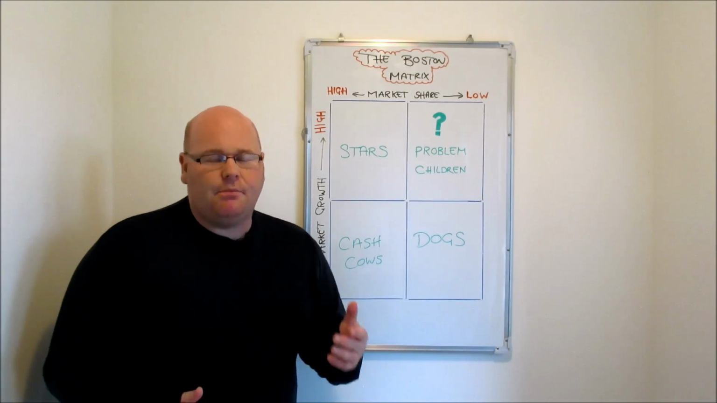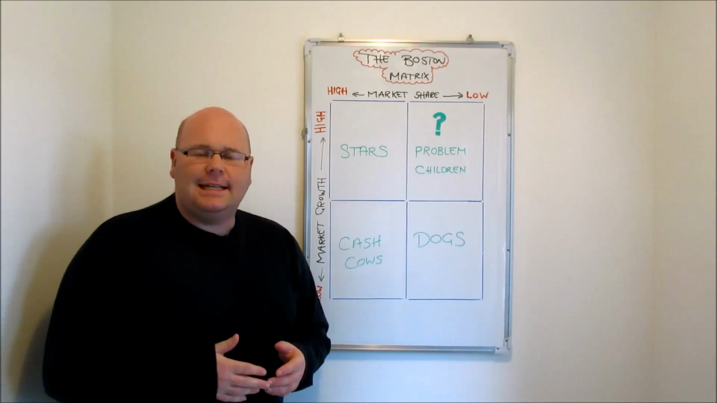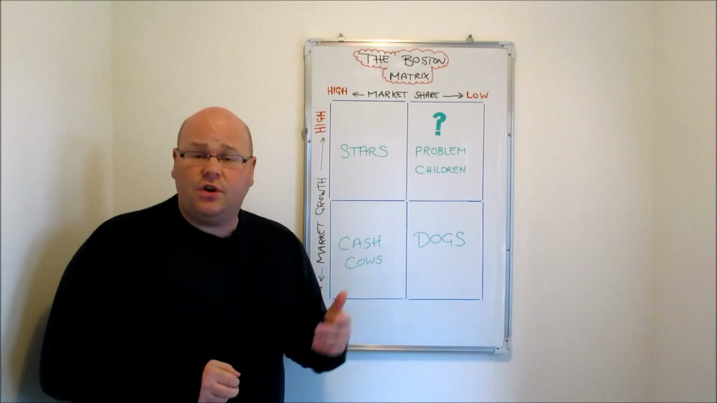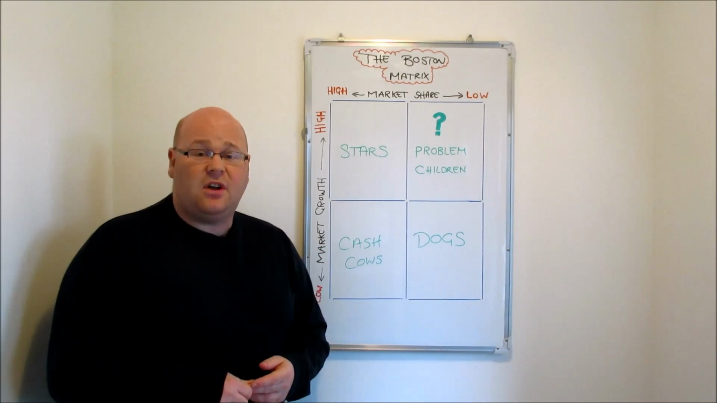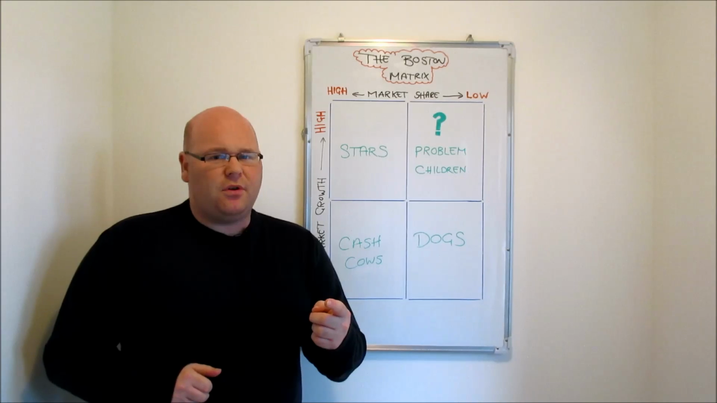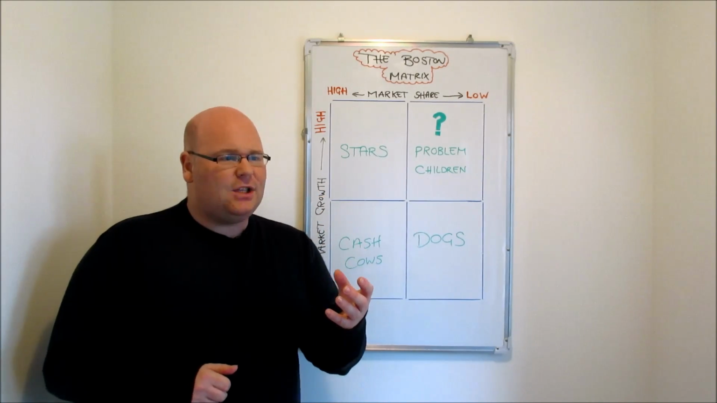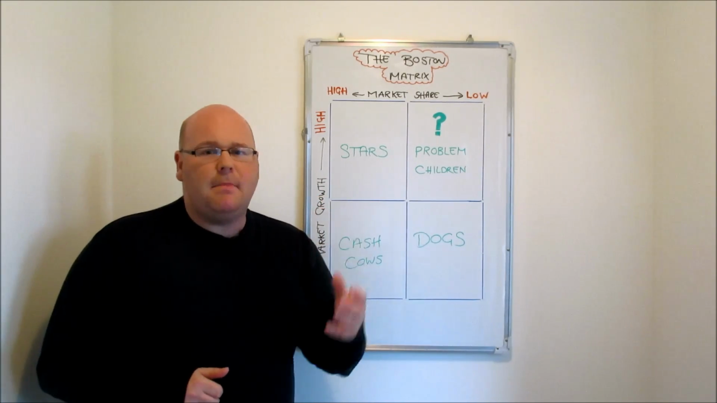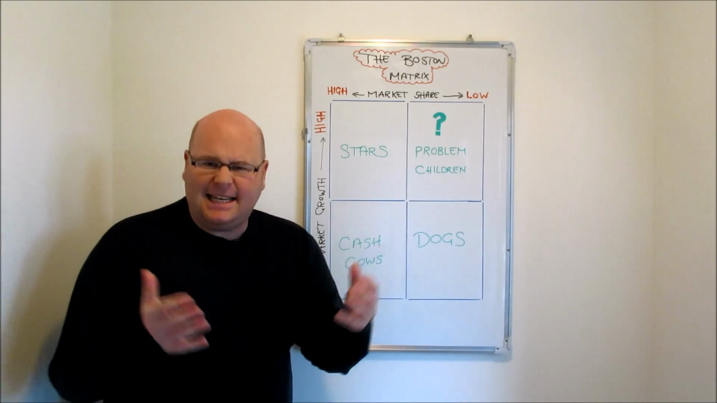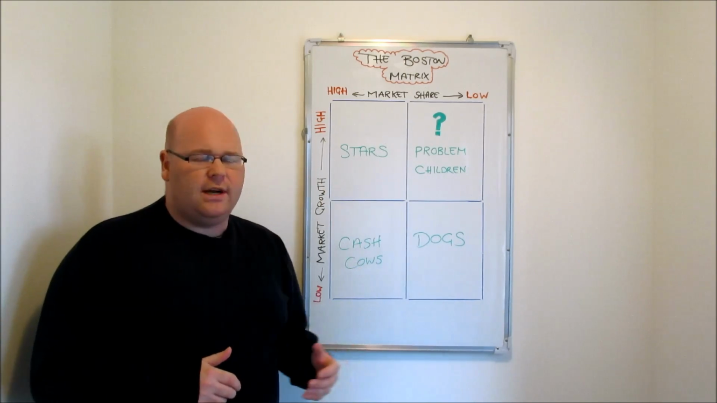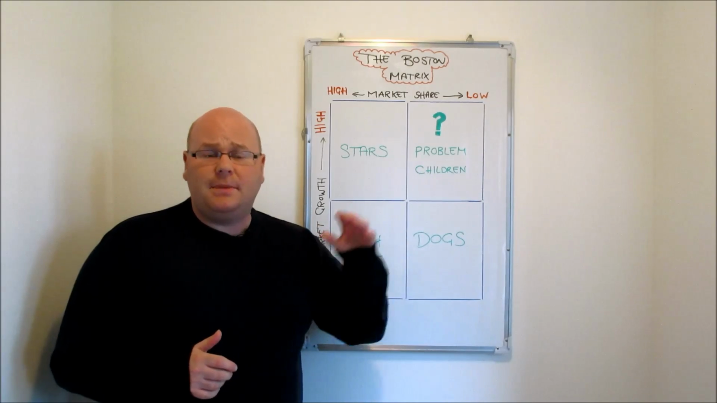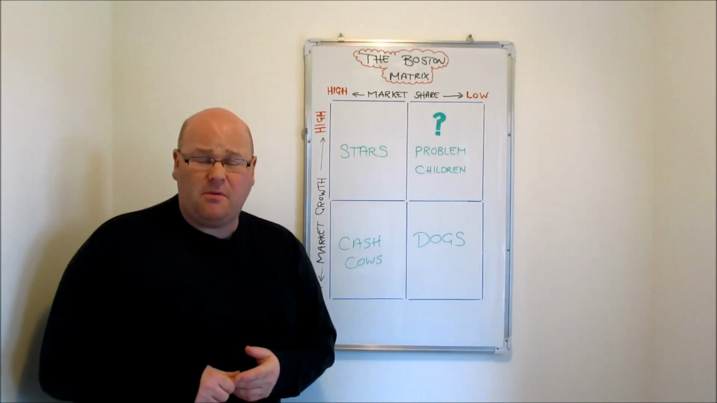Our question marks, our problem children, we could classically link to products that are at the introduction stage of their product life cycle. So unless we're launching a product that has some hype or has some preliminary marketing behind it, so the market is anticipating this product, it's waiting for it. Maybe we're launching a more updated version of a product that's been popular in the past.